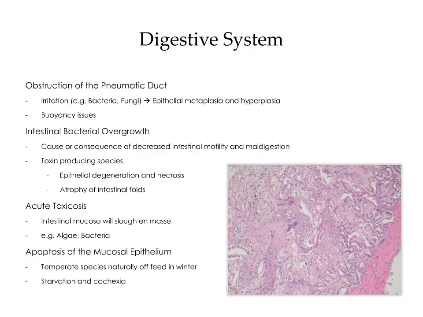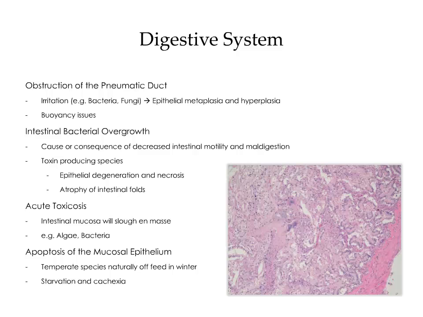There are a number of lesions that can occur within the digestive system. Obstruction of the pneumatic duct can occur when there's excessive irritation via bacterial or fungal infection. This will result in epithelial metaplasia and hyperplasia, causing obstruction, which can result in buoyancy issues.